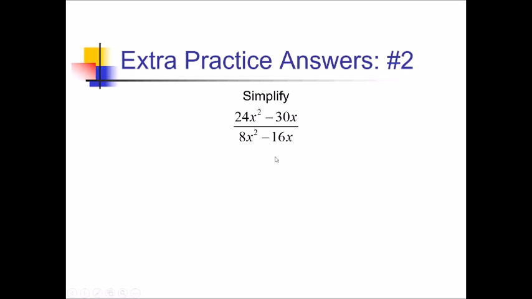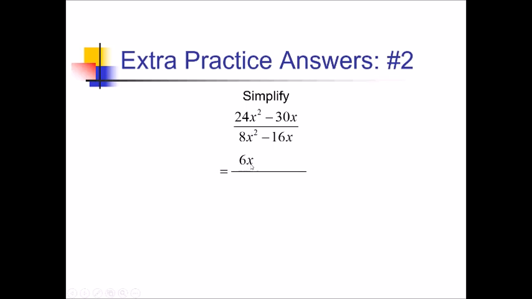Before we can fully simplify this rational expression, we need to do as much factoring as possible. So for the numerator, let me just split this up into a fraction here. For the numerator, first I look to see if I can take out any common factors. Well, 24 and 30, those are both divisible by 6. So I can take a 6 out. And these terms each have an x as well. So 6x can come out of there.